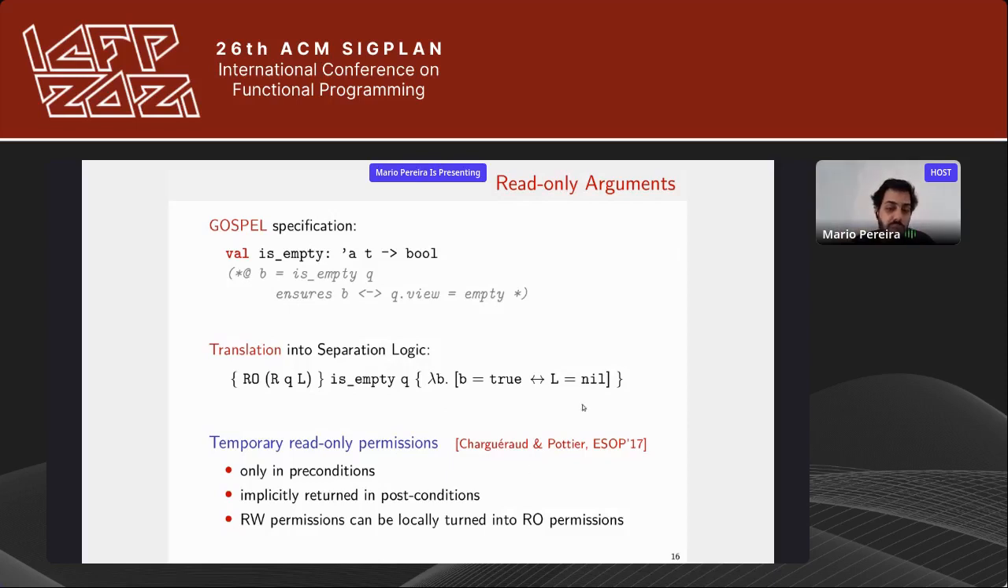They are implicitly returned in post-conditions, which means that, of course, you can retain access to the Q itself after calling the isEmpty function. You do not lose possession of Q. And read and write permissions can be locally turned into read-only permissions, which in other words means you can use read-only permissions to work with local scopes, and that's also implicitly implemented inside Gospel. What I mean is that read-only permissions are implicit inside Gospel when you say that your argument will not be mutated by the function.